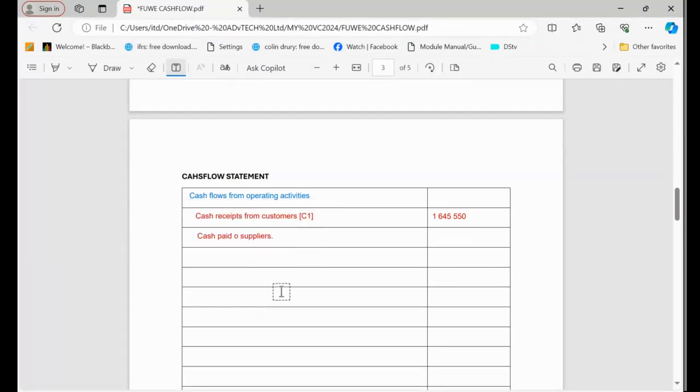Okay, this is our next one. This is cash paid to suppliers. Are we together? Yes. So this is the next one that we need to do. We can call it cash payments to suppliers and employees. So we're going to focus on the expenses.